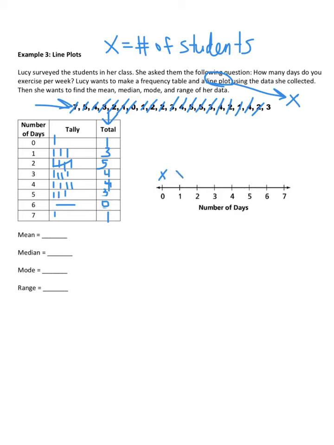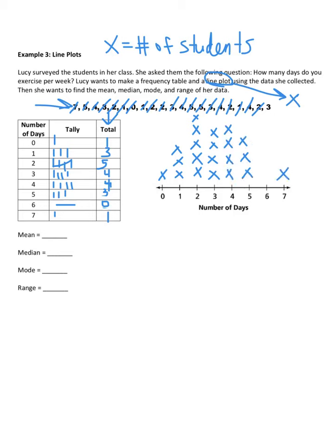For the 1, I'm going to put 3 X's, and I want to try and keep them the same so that it looks about equal. It's a little hard on here. For 2, I'm going to put 5 X's. For 3, I'm going to put 4 X's. And then go ahead and finish putting your X's on your line plot.